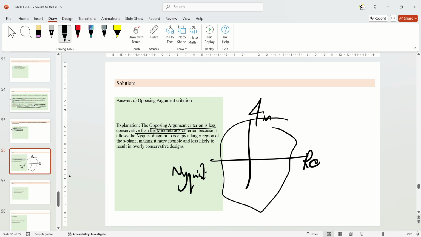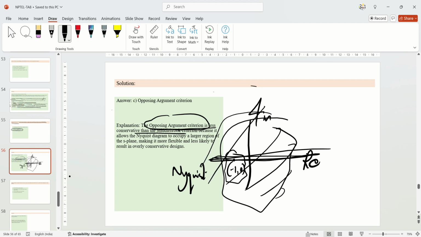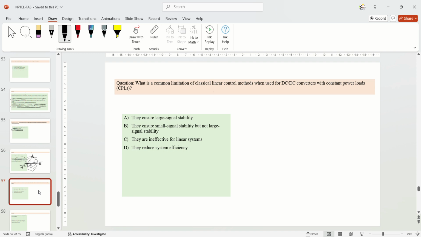But in the case of the Middlebrook, if you go with the opposing augmented criteria, it is actually less conservative because it has a larger plane to explain it. Because you don't have this -1, 0 condition to suppose your plot is such that. So overall the system has the plane to explain the stability.